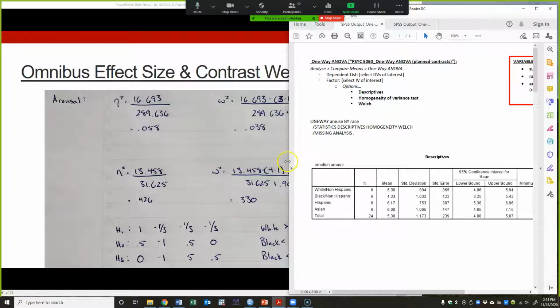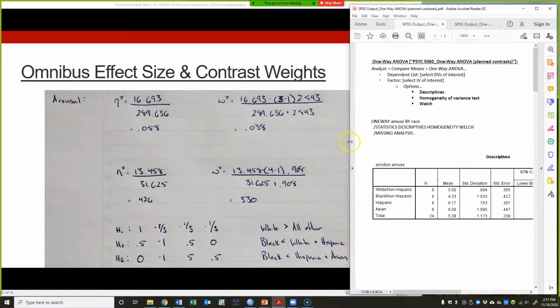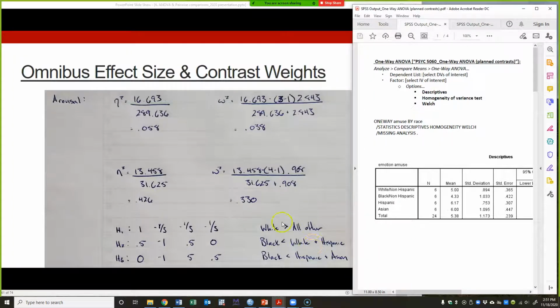And so for my first contrast, my hypothesis is that my participants who are identifying as white non-Hispanic are going to have higher amusement ratings than everybody else, right? And again, remember, the targets, the actors in this film are white non-Hispanic, and so my hypothesis is that my participants who are white non-Hispanic are going to identify more, and so we're going to have a stronger rating, maybe, okay?